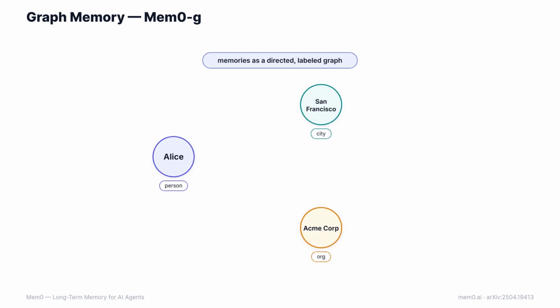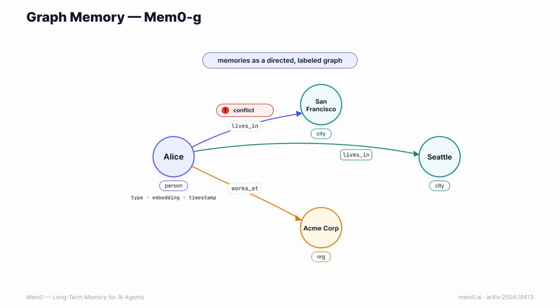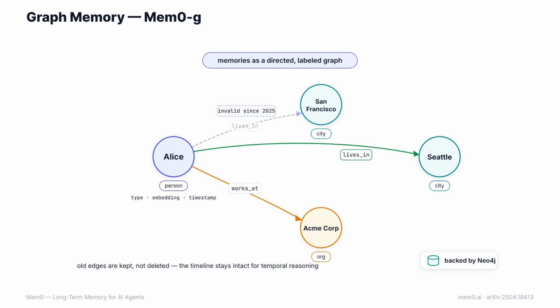The paper's second architecture, Mem0 graph, stores memories as a directed labeled graph. Entities become nodes, like Alice or San Francisco, each with a type, an embedding, and a timestamp. Relationships become edges, so Alice lives in San Francisco is a triplet connecting 2 nodes. When new information conflicts with an existing relationship, a conflict detector flags it, and an update resolver marks the old edge invalid instead of deleting it, which preserves the timeline for temporal reasoning. The reference implementation runs on Neo4j.